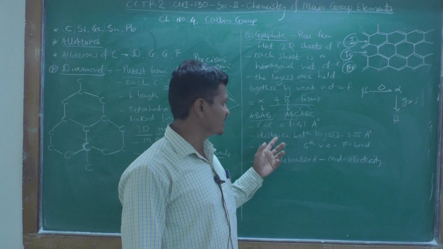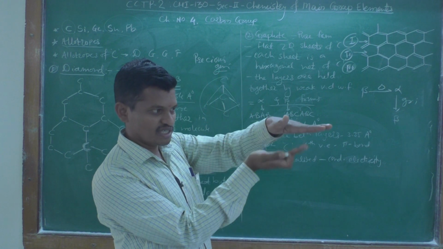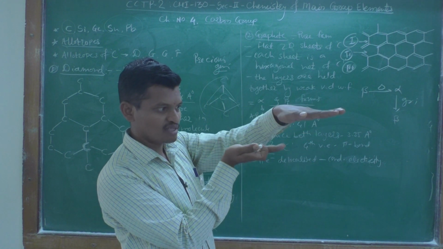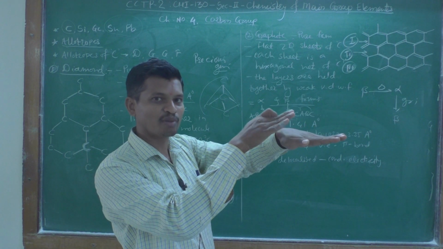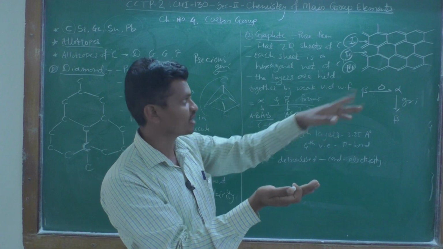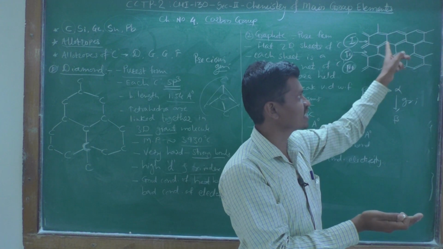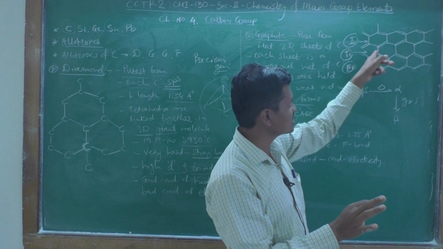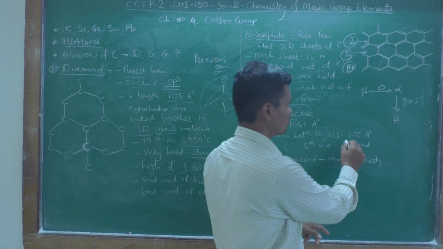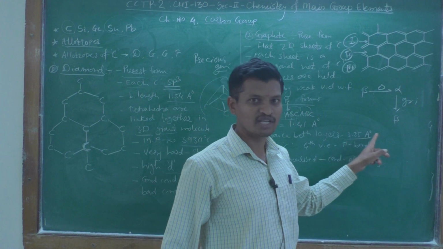The distance between two layers: this is the first layer, this is the second layer. This layer is also made up of hexagonal rings of carbon atoms. All are carbon atoms, and the distance between these two layers is 3.35 angstrom units.